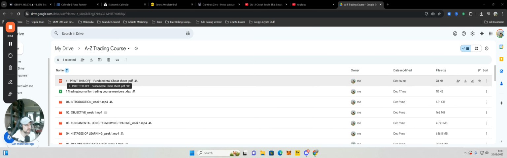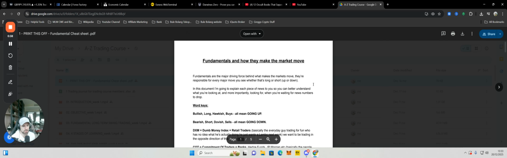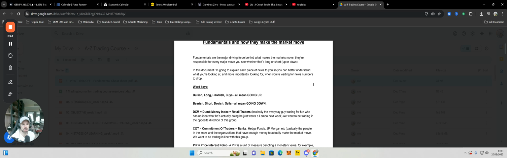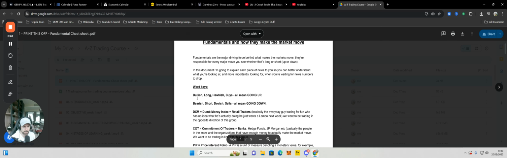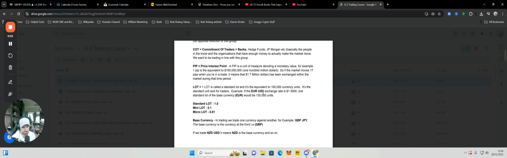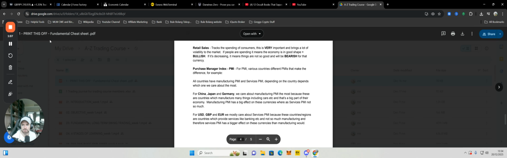What I've done at the very top here is create a fundamental cheat sheet, so it explains all terminology. If you are a real beginner, you've never touched trading before in your life, you can learn everything you need to know from this course. Bullish, long, hawkish, buys all mean going up. Bearish, short, dovish, sells all mean going down, and so on. I've included everything in here. Central bank, what is a central bank? What are the central rates? Inflation, CPI, PPI, PMI, unemployment, GDP. I've explained everything you need to know in here, guys.